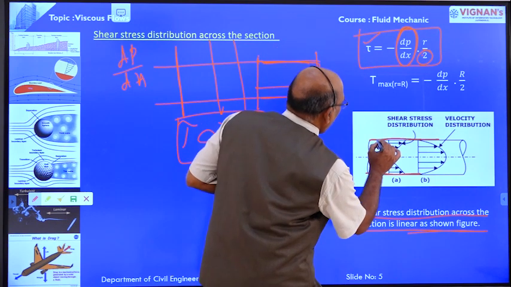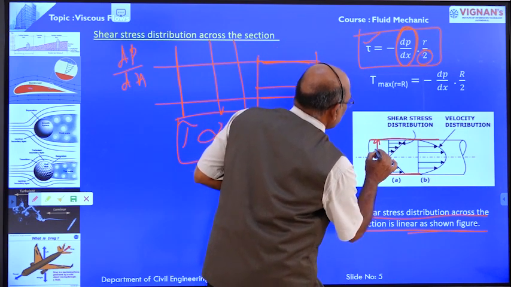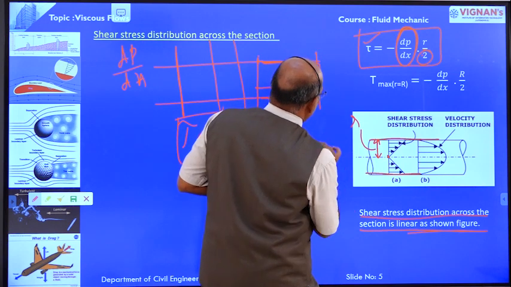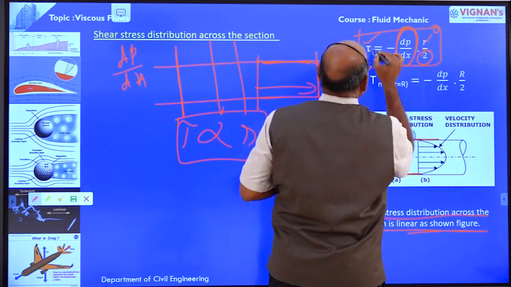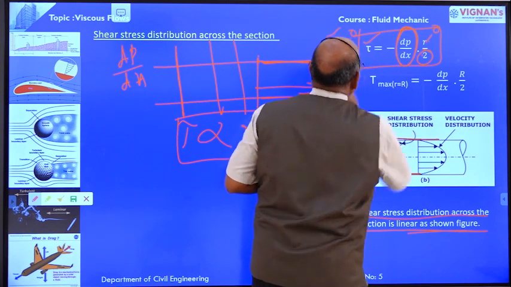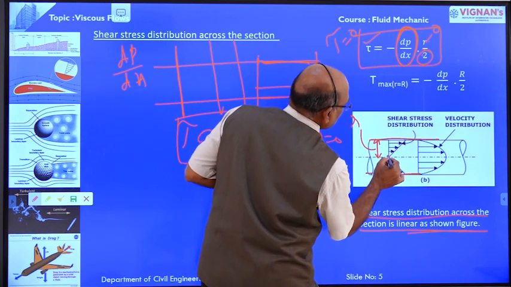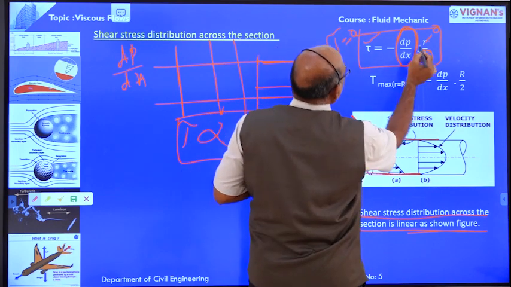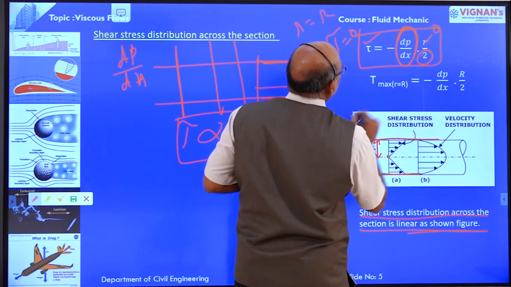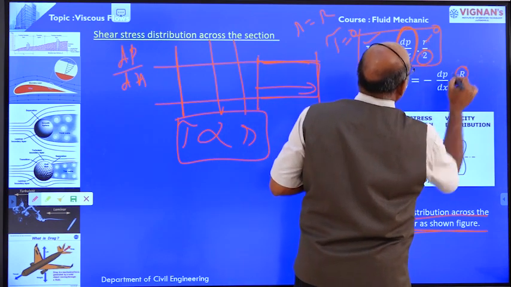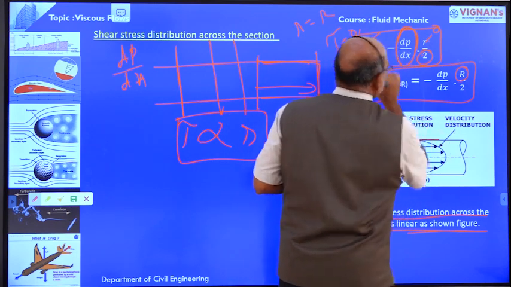That means this is the r. At r equal to 0, shear stress is equal to 0. At r equal to maximum, that means r equal to capital R, in place of r we take capital R, and the shear stress is maximum.